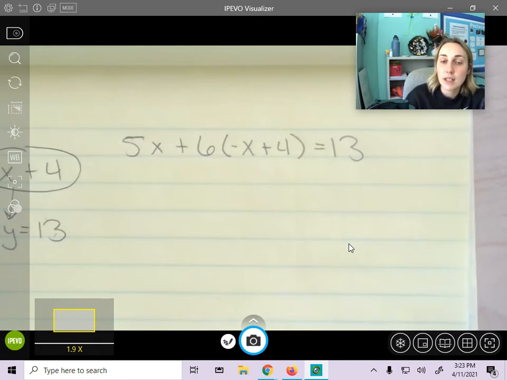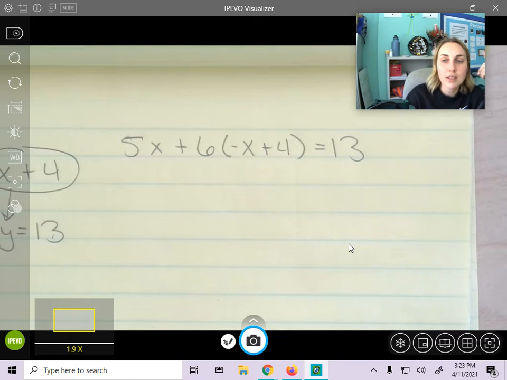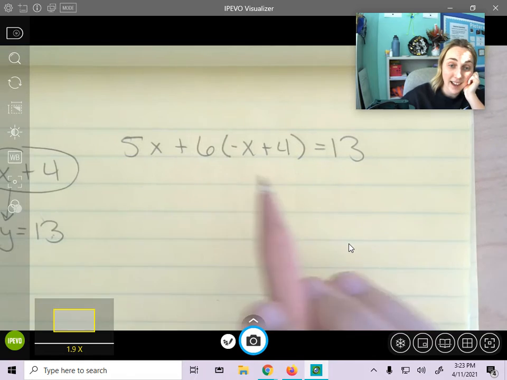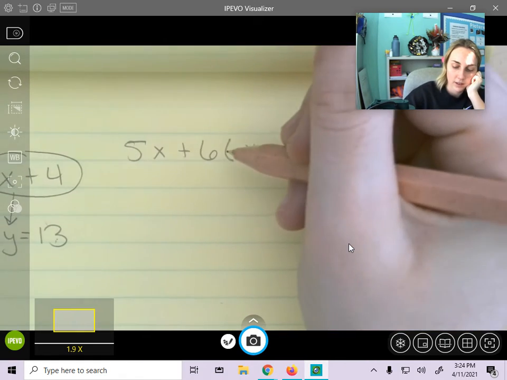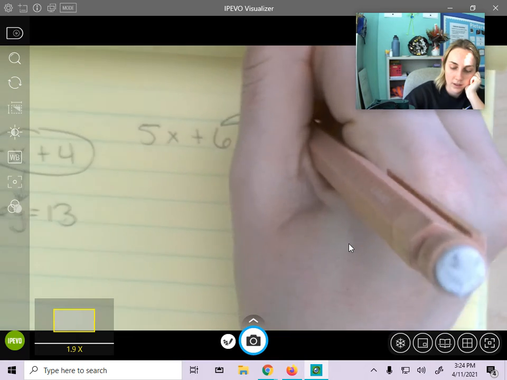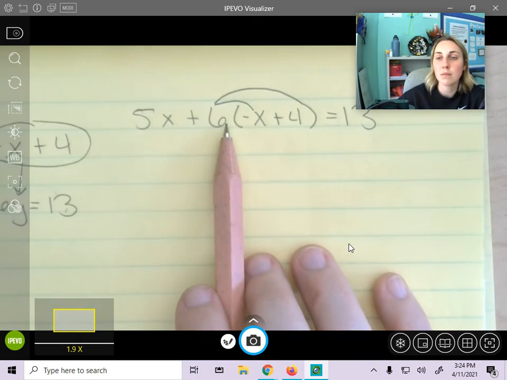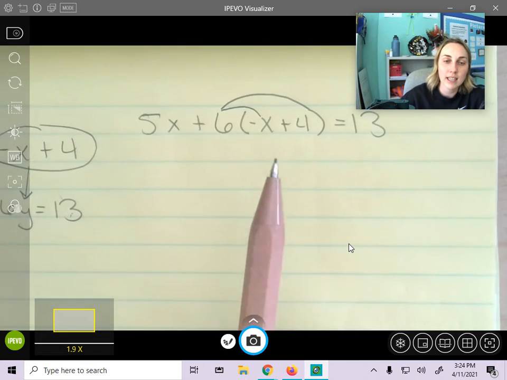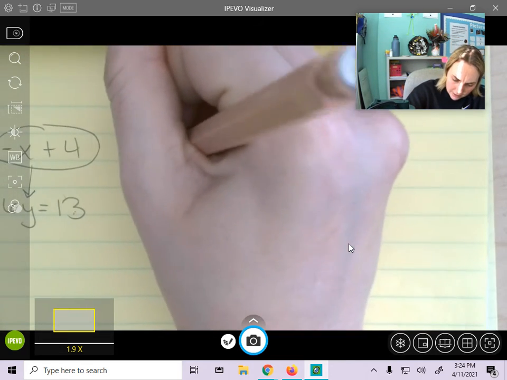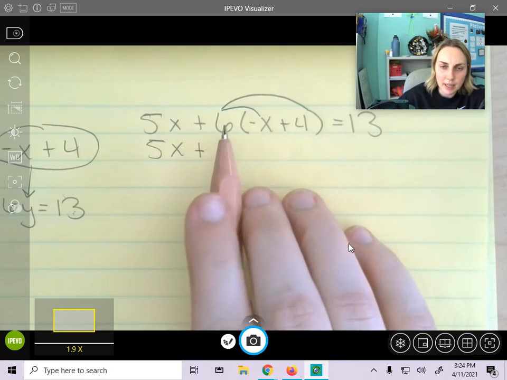Now I can solve. If y'all remember, the first step to solving multi-step equations is distribute first if you can, combine like terms if you can, and then you can solve your two-step equation. So I can distribute first, so I need to do that first. Remember, to distribute, you take this outside number and multiply it by everything on the inside. I'm going to bring down this 5x plus, and I'm going to go ahead and do that.